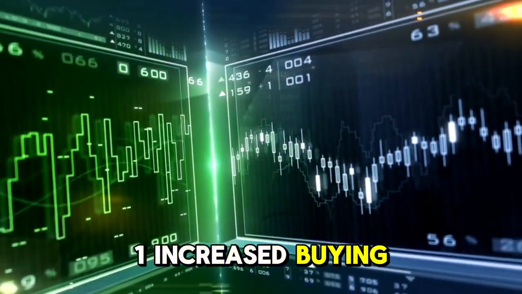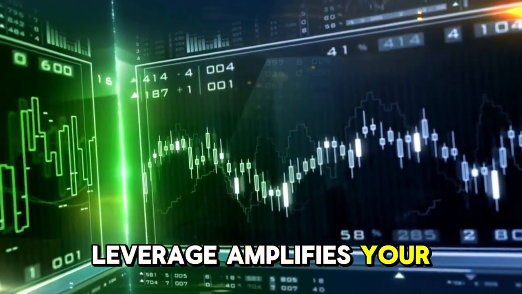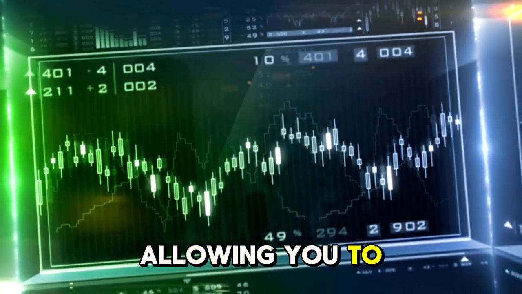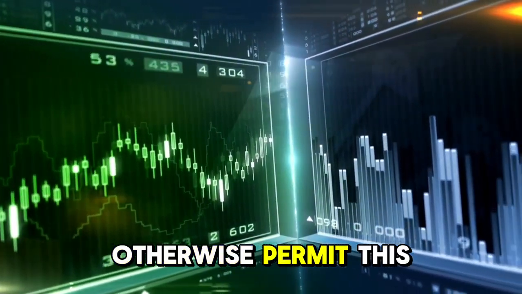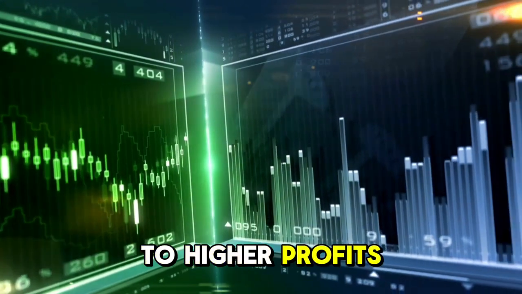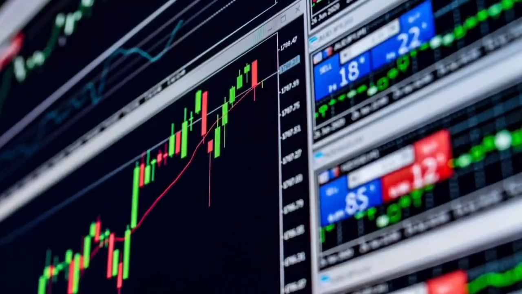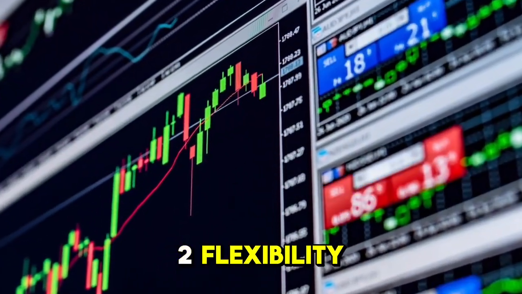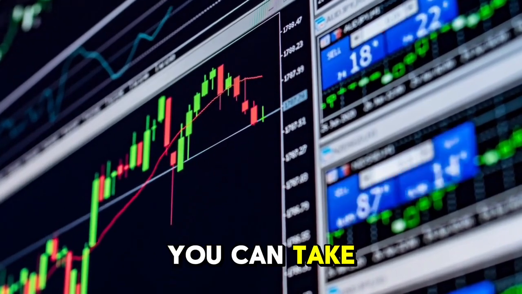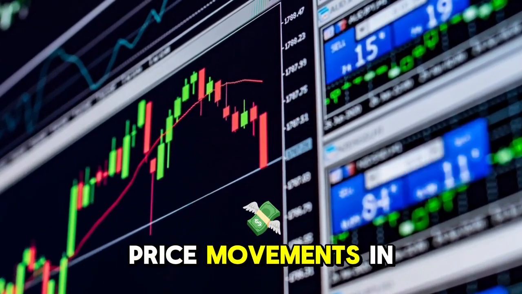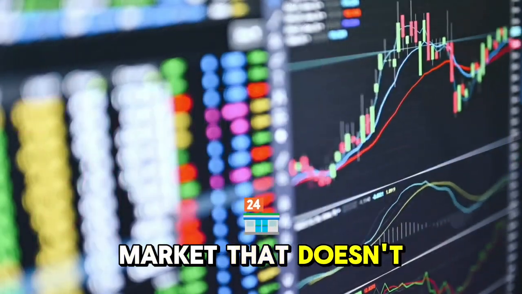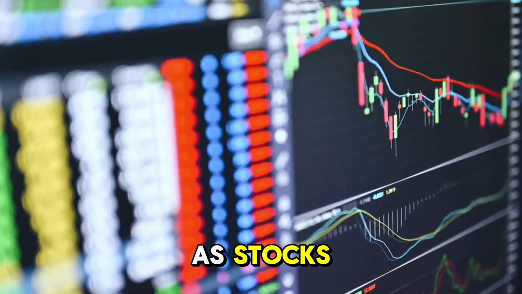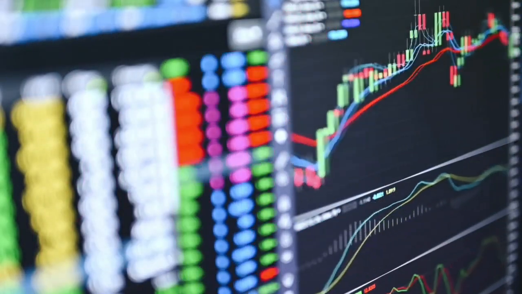1. Increased buying power. Leverage amplifies your buying power, allowing you to trade larger positions than your account balance would otherwise permit. This can potentially lead to higher profits. 2. Flexibility. With leverage, you can take advantage of small price movements in the Forex market. This is especially useful in a market that doesn't move as drastically as stocks or cryptocurrencies.